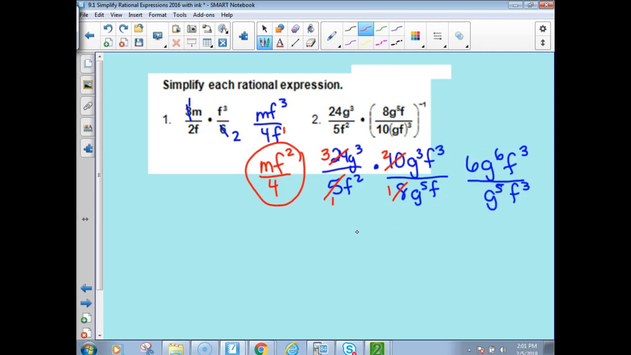I have G to the sixth on top, G to the fifth on the bottom. 6 minus 5 would be 1, so I'd have G to the first on top. And then the F to the thirds would just cancel out. So the answer is 6G.